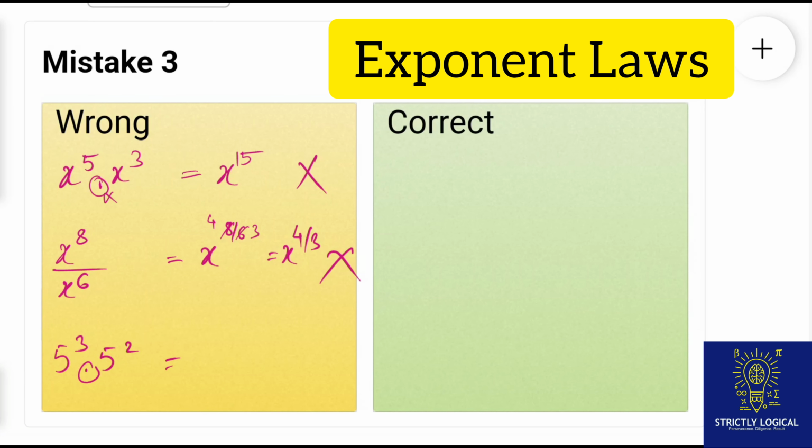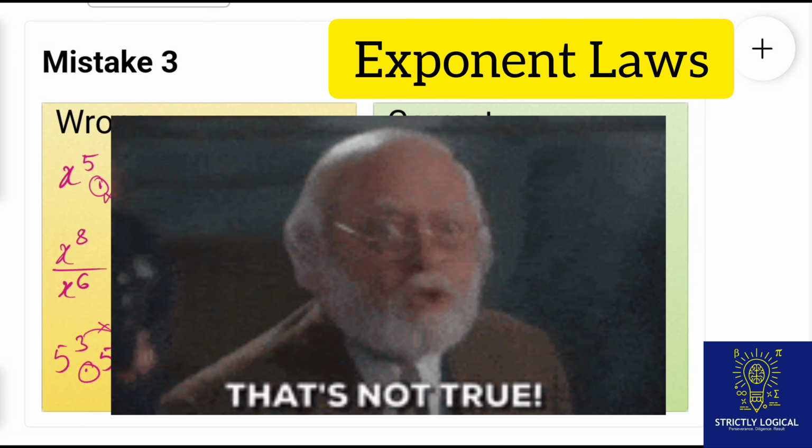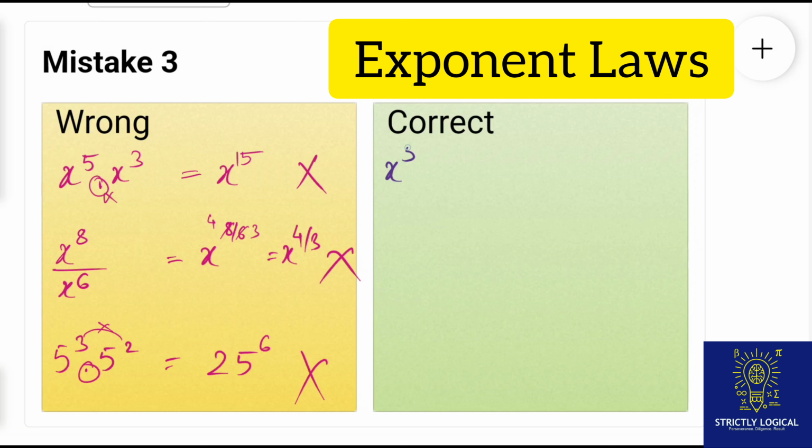The last one, 5 cube into 5 square. Because we have multiplication in between, 5 into 5 will give us 25. And if we multiply the powers, we'll get 6. 25 to the power 6. That is incorrect. Then what will be the correct solution?